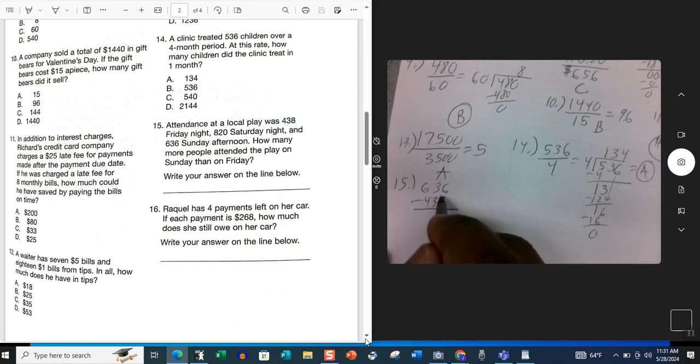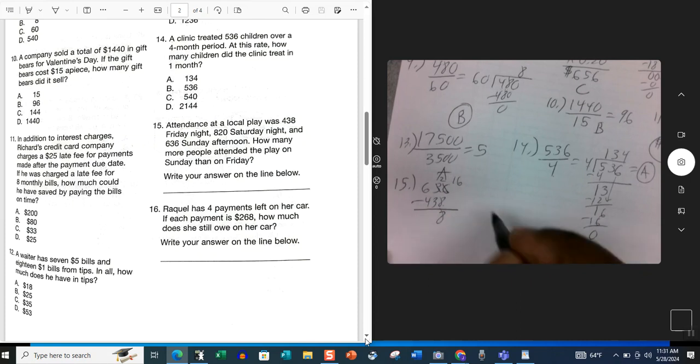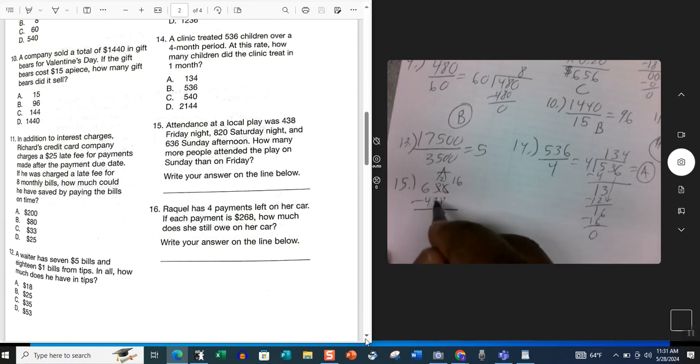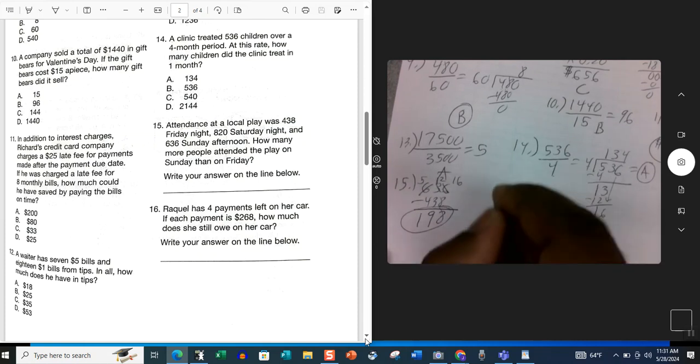And so we do our subtraction. We know we cannot subtract 8 from 6. So this 3 would become a 2, and this 6 would be 16. 16 minus 8 is 8. We cannot subtract 3 from 2, so this 6 becomes 5, and this 2 becomes 12. 12 minus 3 is 9, and 5 minus 4 is 1. So it's 198. That's the difference.